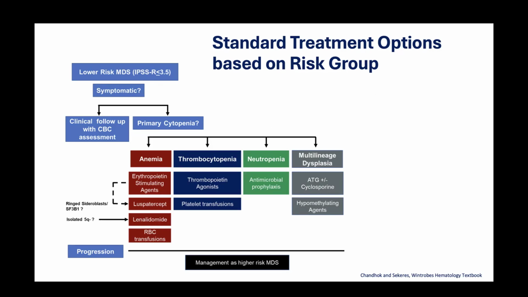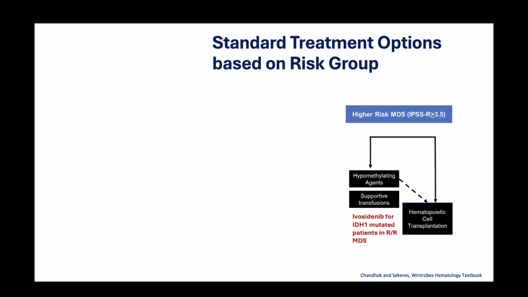So that's what multilineage dysplasia means. That means more than one thing is abnormal, at least in the bone marrow. And so those patients are often treated with a slightly different version of this. But if you just have one of those factors and you fall into lower risk, you're going to be treated for what's bothering you or what's problematic.